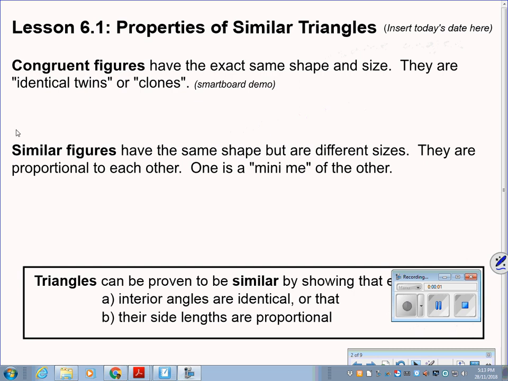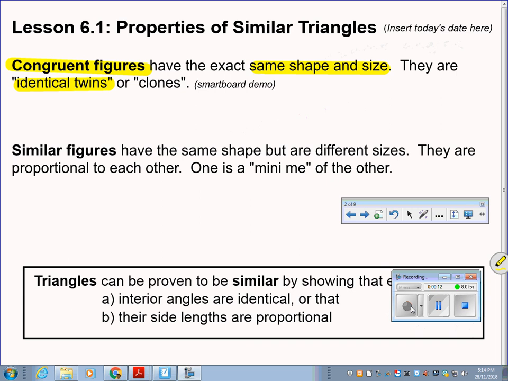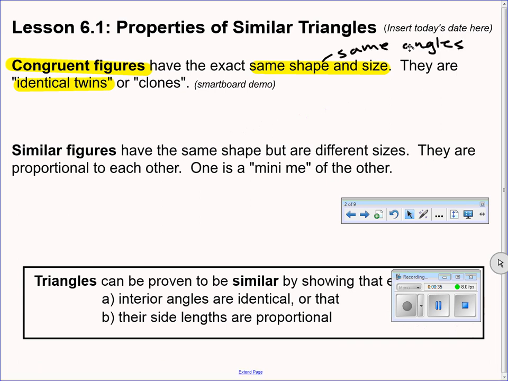Today's lesson, we're going to talk about similar triangles. One of the things you should realize is the following. What you need to know is that when you talk about congruent figures, we're talking about congruent shapes. They have exactly the same size. When they have the same size, they also have the same shape, and they also have the same angles. That's the one thing that ties these things together.